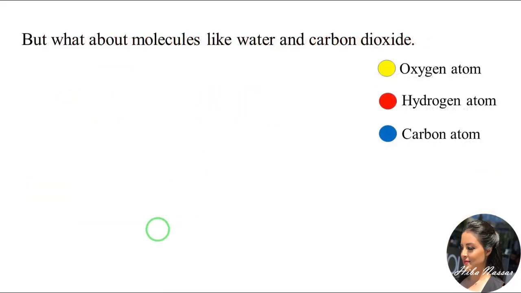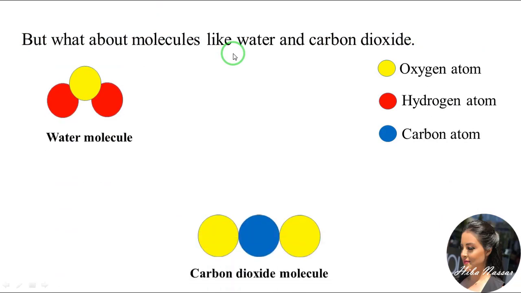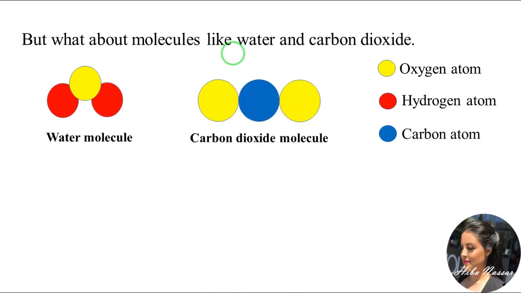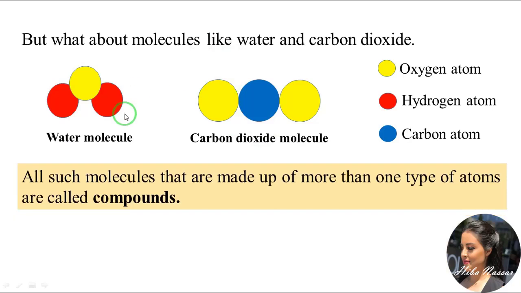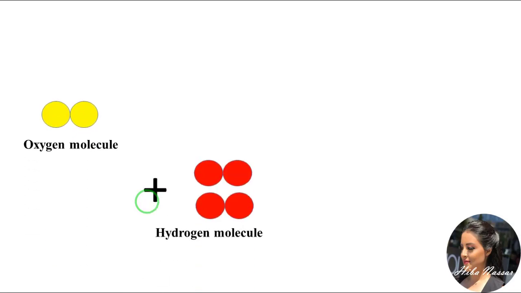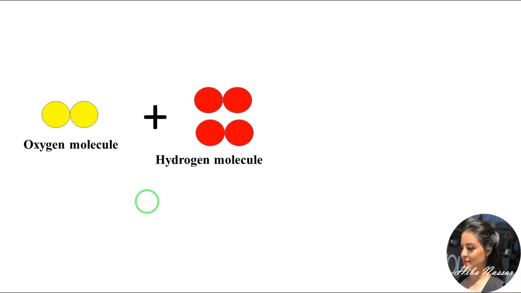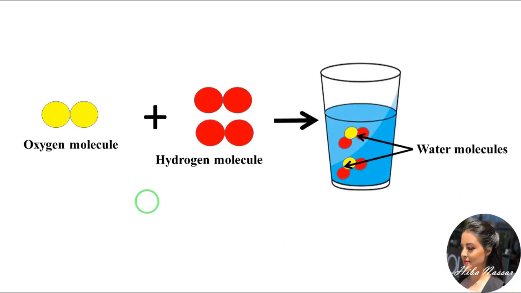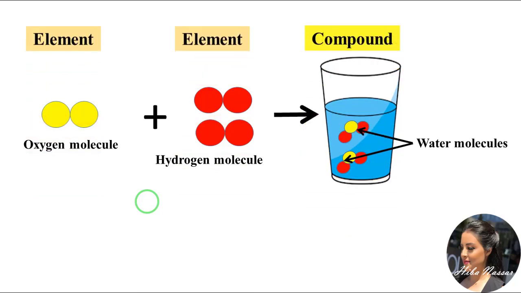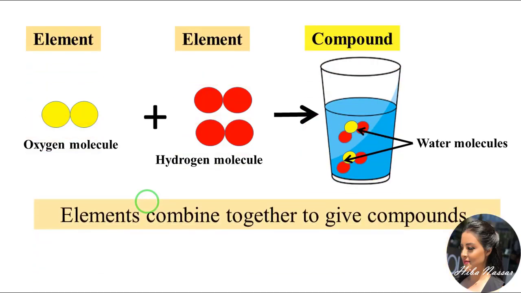Now, what about molecules like water and carbon dioxide? All such molecules that are made up of more than one type of atoms are called compounds. So when oxygen combines with two hydrogen molecules, they will form two water molecules. So we can say that elements combine together to give compounds.